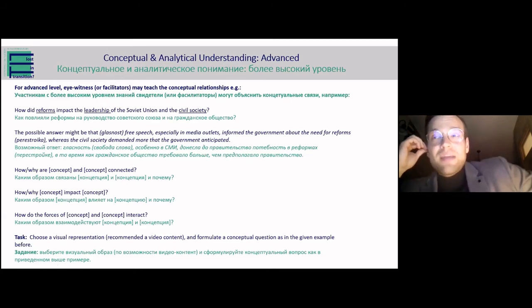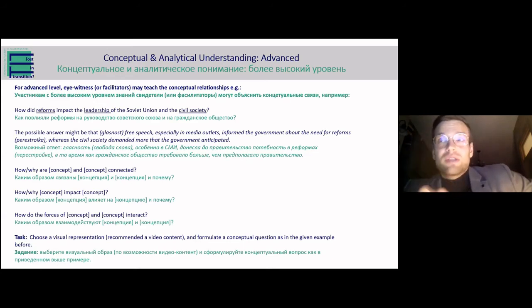So the example prompts, the questions that you can make, you can see the following. How or why are concept and concept, which you need to insert, connected? So it can be civil society and reforms, right? So in a workshop, in groups, you will have to insert those concepts. I'll give more instructions in a moment. The second type of question is how or why does one concept impact the other concept, right?